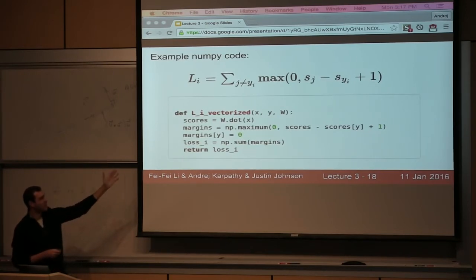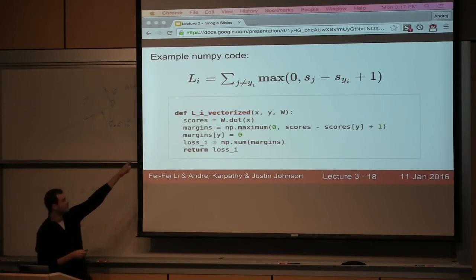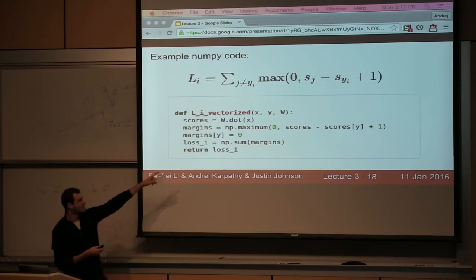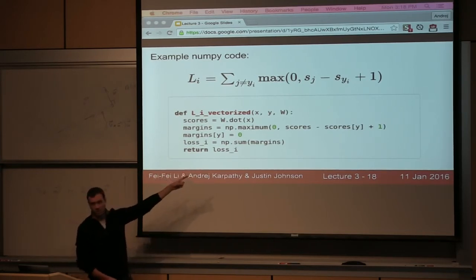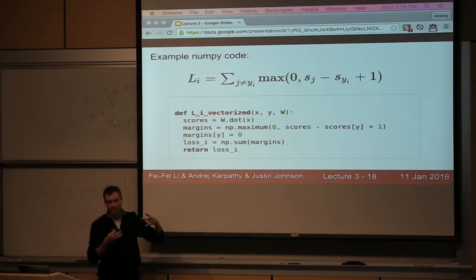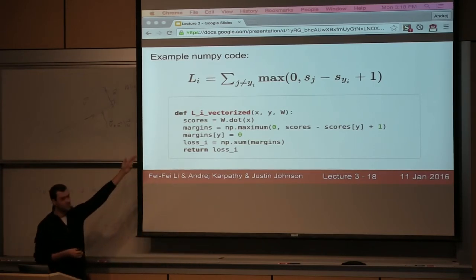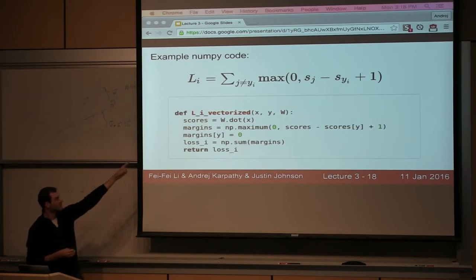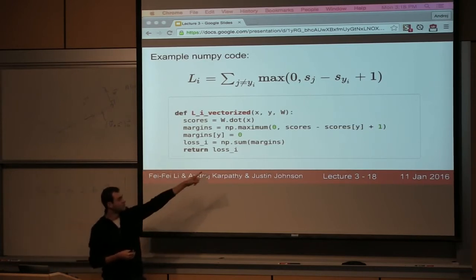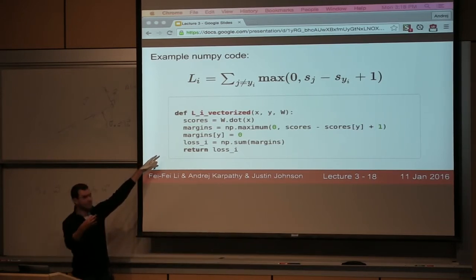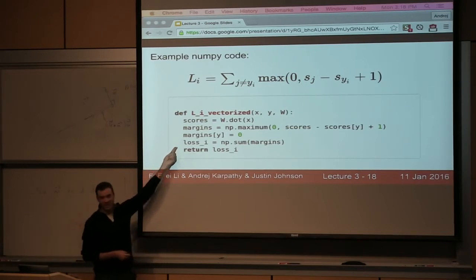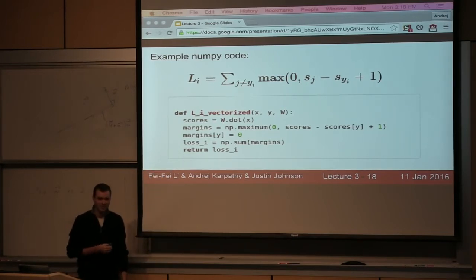Here's some NumPy code for how I would write out this loss function in vectorized NumPy code. Here we're evaluating Li in vectorized NumPy. We're getting a single example here. So x is a single column vector, y is an integer specifying the label, and W is our weight matrix. What we do is we evaluate the scores, which is just W times x. Then we compute these margins, which is the difference between the scores we obtain and the correct score, plus 1. So these are numbers between 0 and whatever. And then see this additional line, margins at y equals 0. Why is that there?